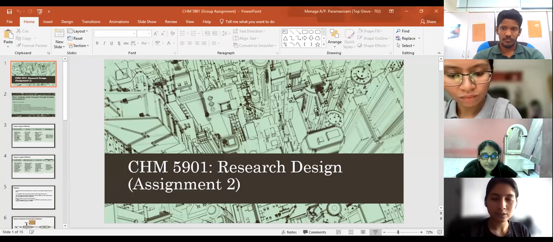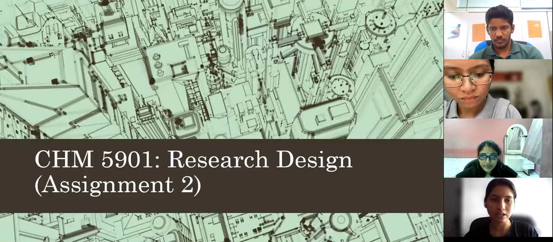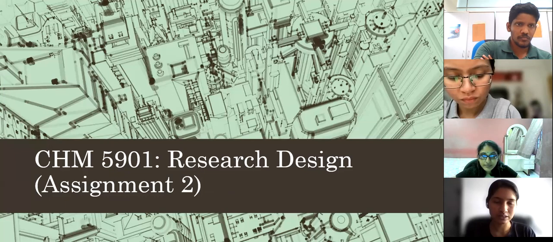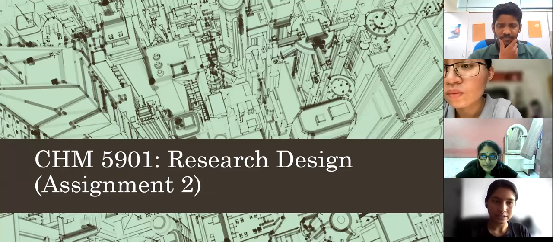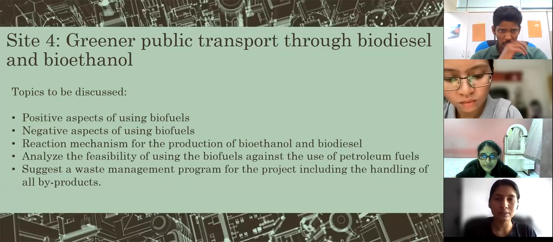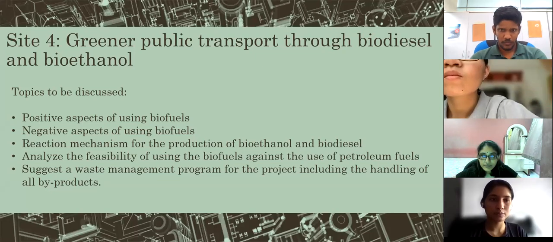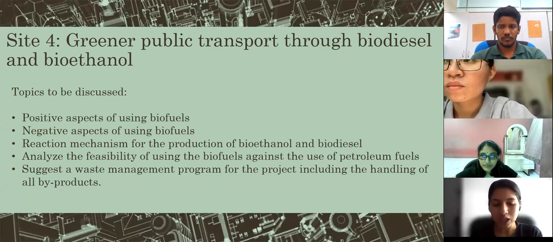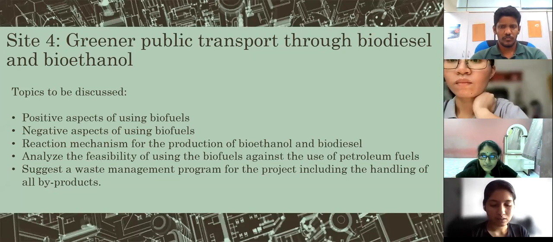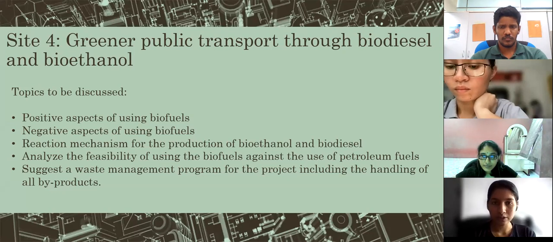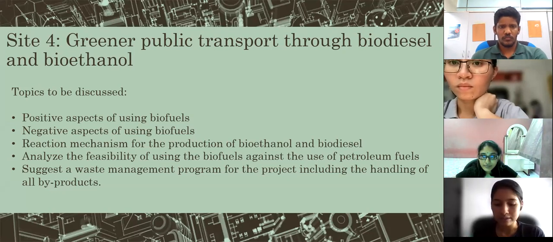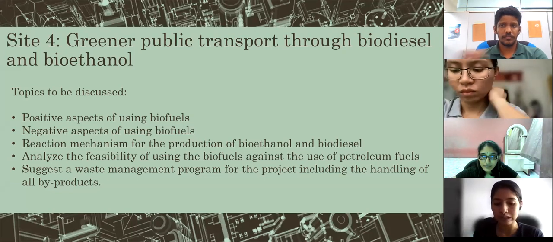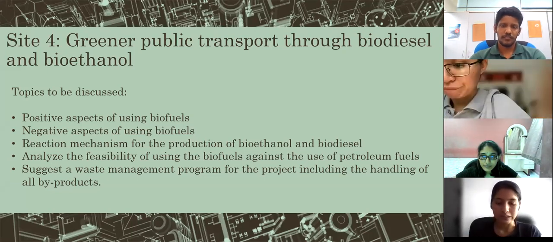Okay, hello everyone. Today for Assignment 2 for CHM5901 Research Design, we will be discussing Site 4: greener public transport through biodiesel and bioethanol. We will analyze the cost of producing biodiesel and bioethanol to be used in Midsummer's small fleet of 42 buses, and also recommend which biofuel is most suitable to the company.